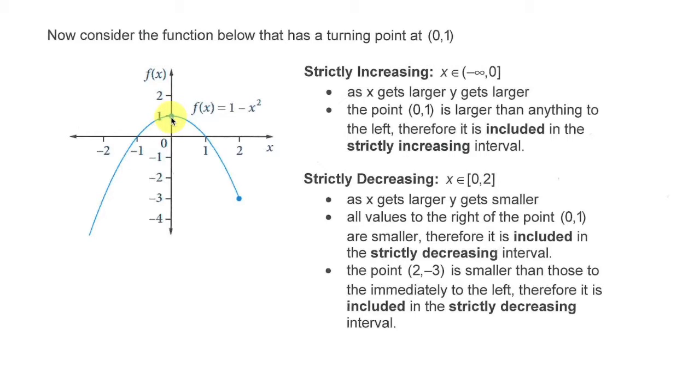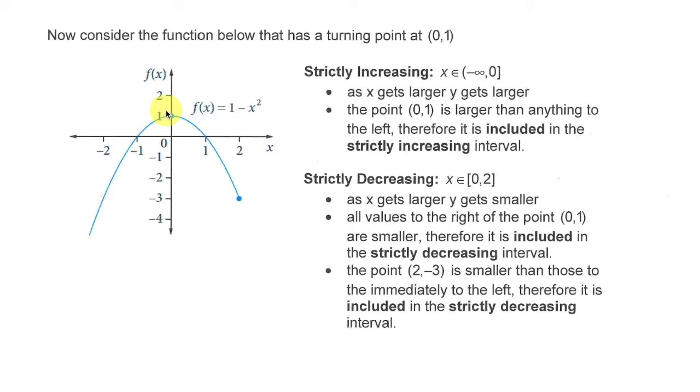Think about it this way. At the position 0, 1, everything to the left-hand side is less than it. So the position 0, 1 is in fact greater than anything else, and therefore it is strictly increasing. As x gets larger, the values of y are getting larger between negative infinity and x equaling 0, because that position 0, 1 is larger than anything else.